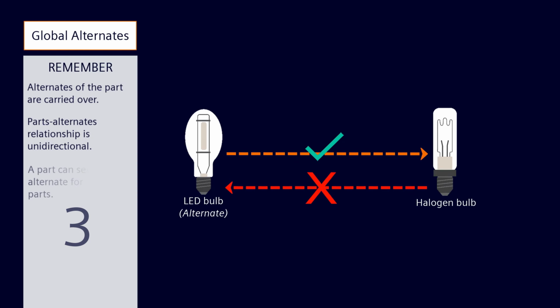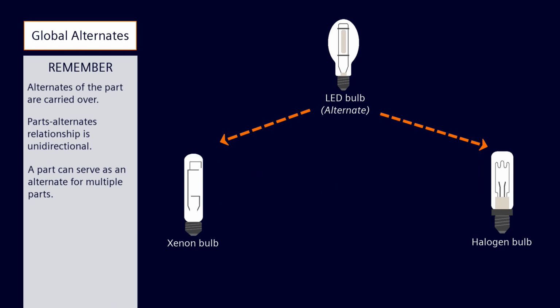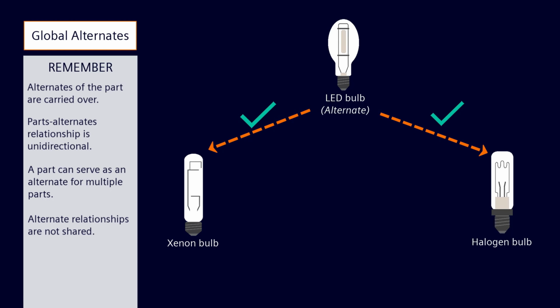One part can serve as an alternate for multiple parts. For example, the LED bulb can be an alternate for the halogen bulb and for the xenon bulb. Alternate relationships are not shared. For example, even though the LED bulb serves as an alternate for both the xenon and halogen bulbs, the xenon bulb does not become an alternate for the halogen bulb as a result.